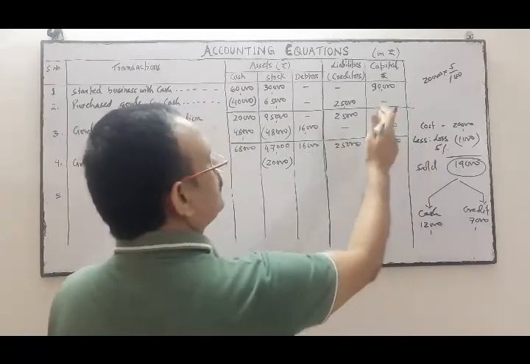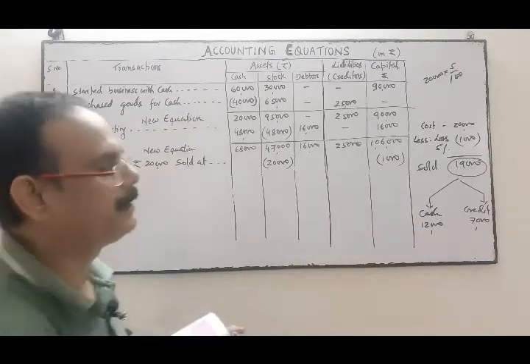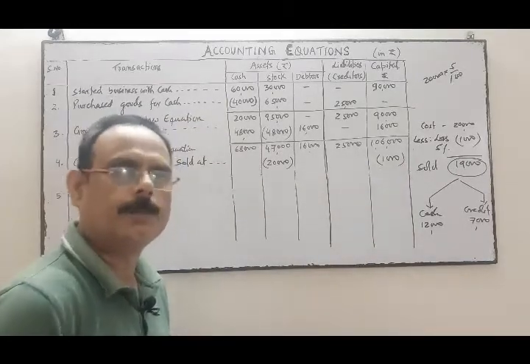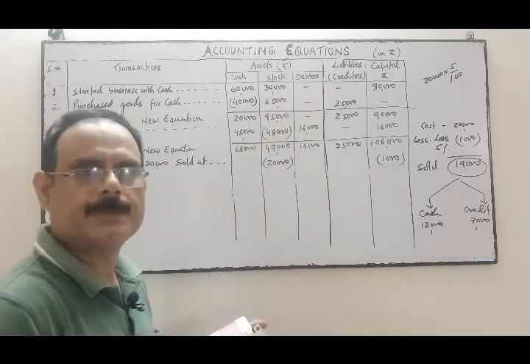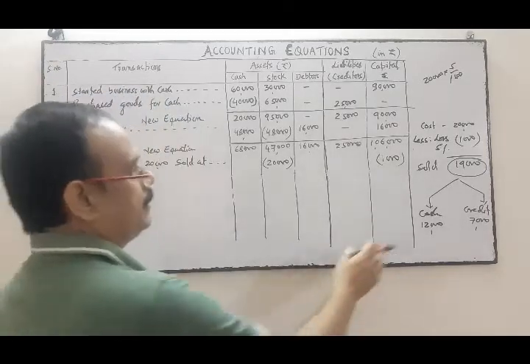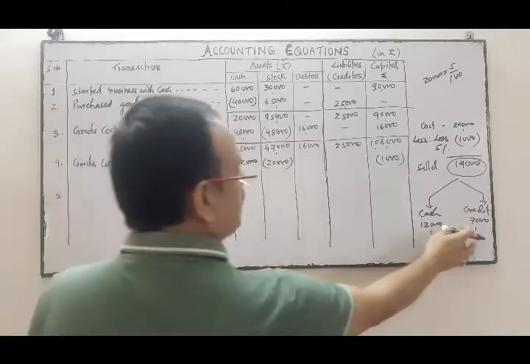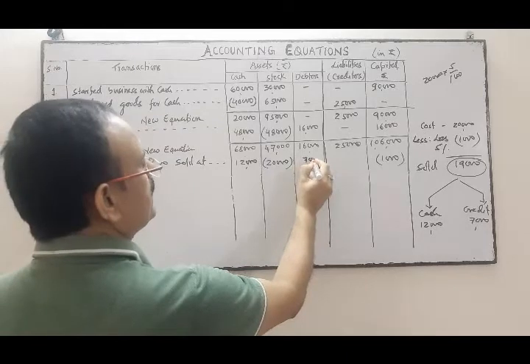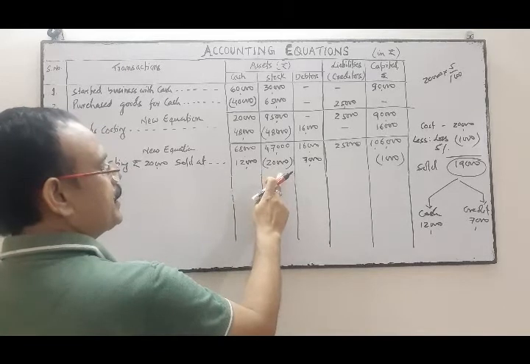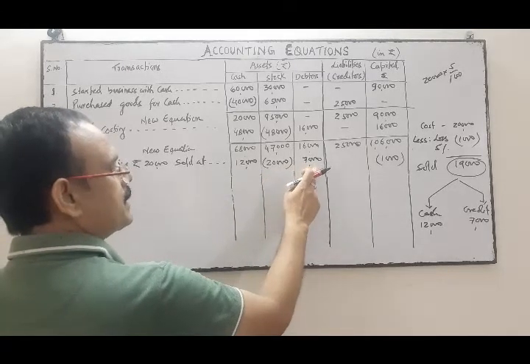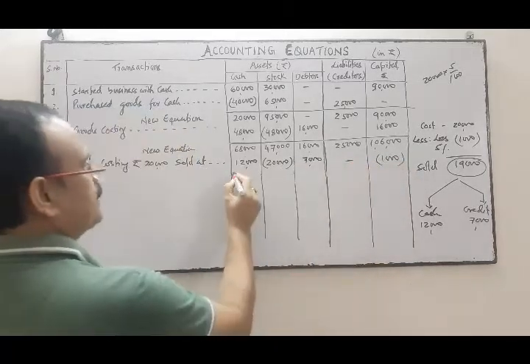5% is the loss. Loss will be deducted from the capital, because loss will be borne by the proprietor, and here capital represents the proprietor. Now 12,000 is received in cash, so cash will increase by 12,000, whereas the credit sales is 7,000, so the debtors will increase by 7,000. So 12,000 minus 20,000 is minus 8,000, plus 7,000, so minus 1,000 this side, and this side is 1,000. Here there is no figure, so put the dash.